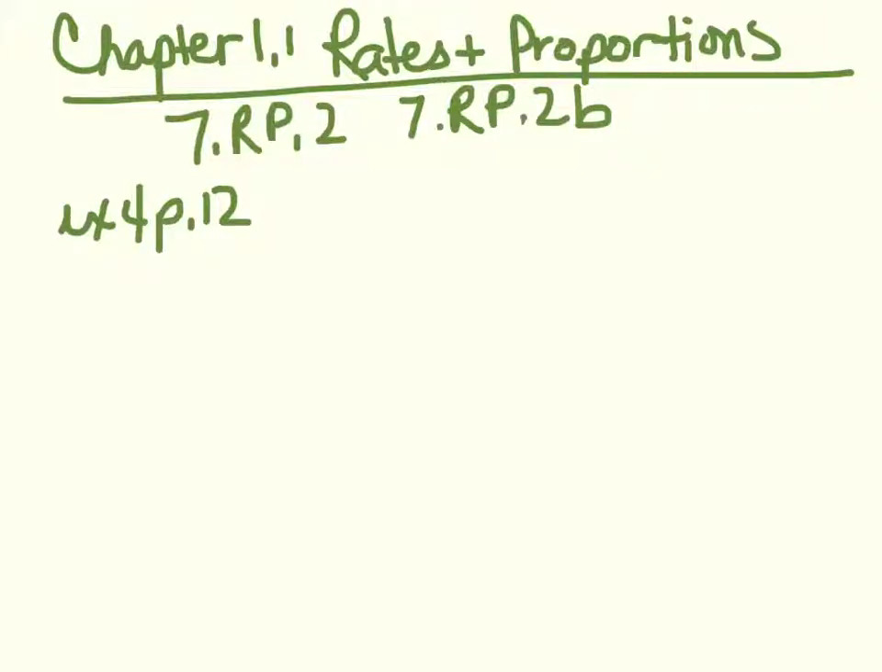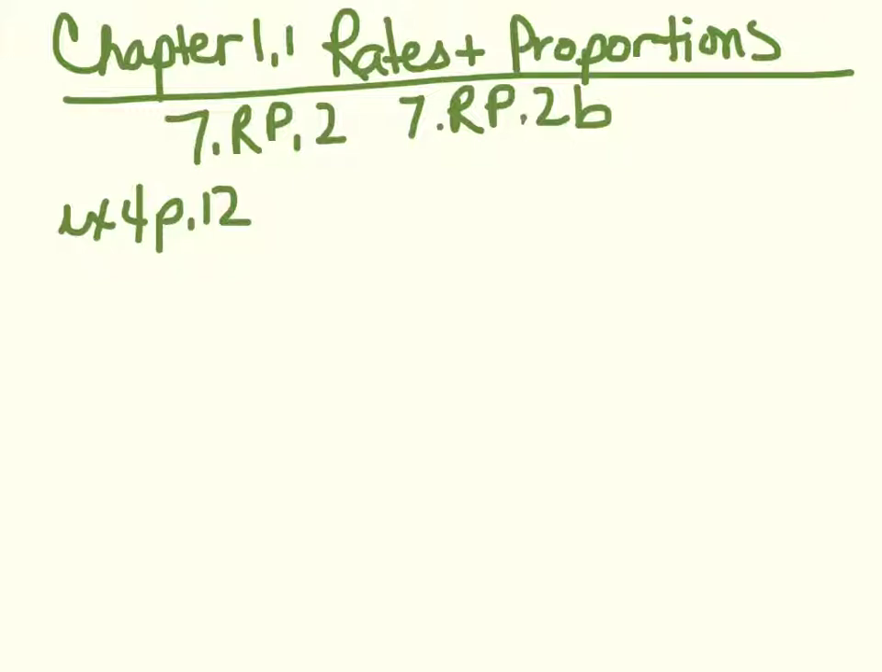Hi, and we're on example 4 on page 12 in your book, so pay attention in there and look it over because it's kind of complicated. We are still in rates and proportions, our standards, and it's 7.RP.2 and 7.RP.2b. Lots of confusion, but we're just identifying the unit rate in tables and word problems.